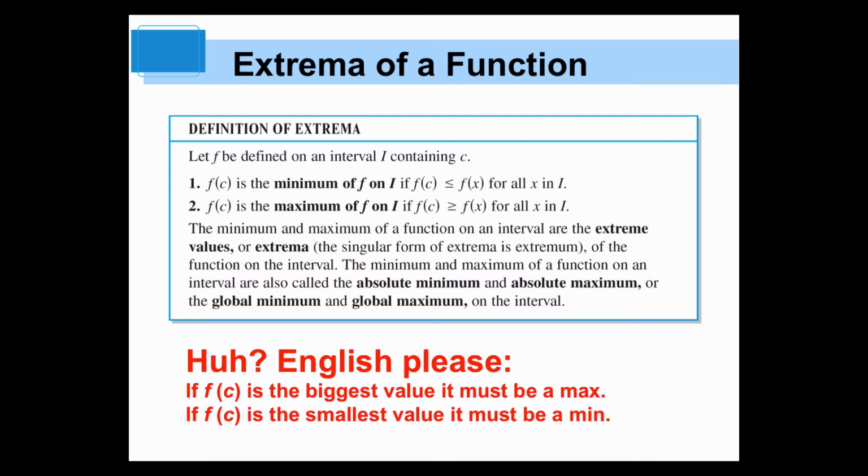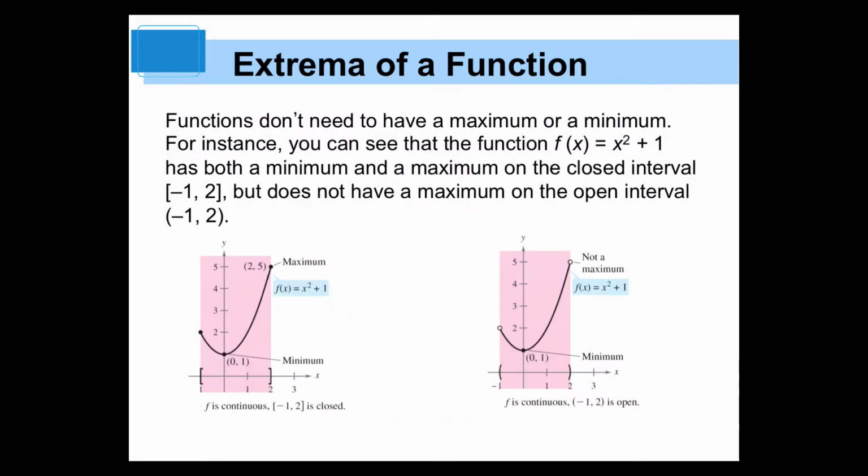Are you done with this slide? We're good? Okay. So let's start with the picture on the left. I took a chunk of a parabola and I put it on an interval. So I went from -1 to 2. And I included the endpoint. So notice that's a closed interval. Brackets instead of parentheses.